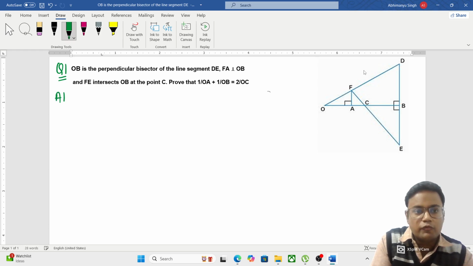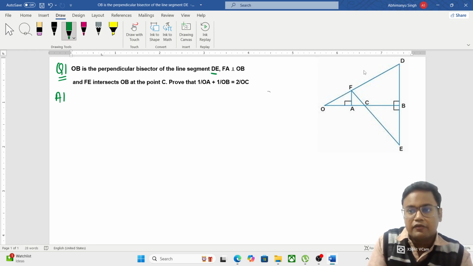So see children, in this question what is given? OB is the perpendicular bisector of the line segment DE. You can see OB is the perpendicular bisector of this line segment DE, right? And then what else is given? FA is perpendicular to OB. Before that, since OB is perpendicular as well as its bisector, we will mark BD equal to BE, right? Because B is the midpoint of DE.